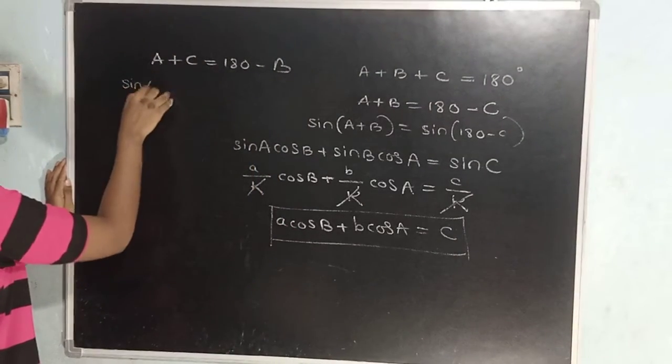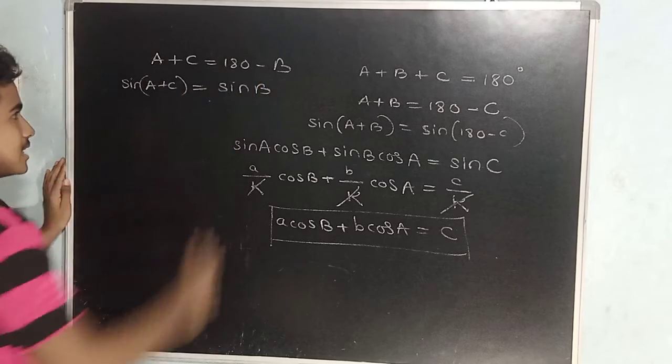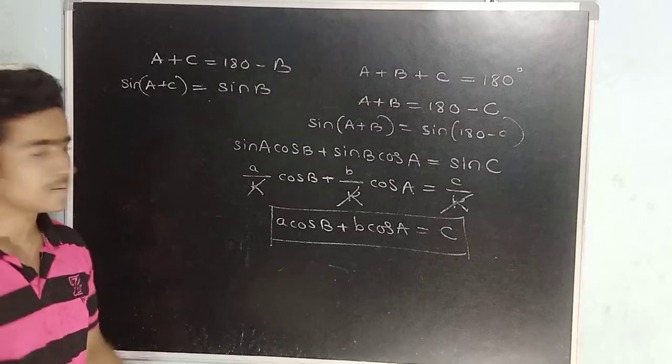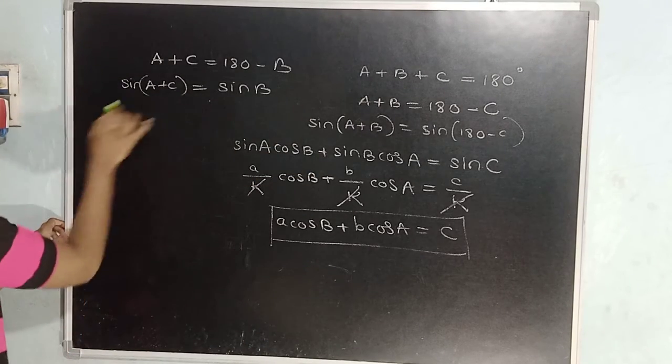Putting sine on both sides, sin of A plus C is nothing but sin B. I am writing directly that sin of 180 minus B is nothing but sin B. Okay. The same method, sin A cos C.